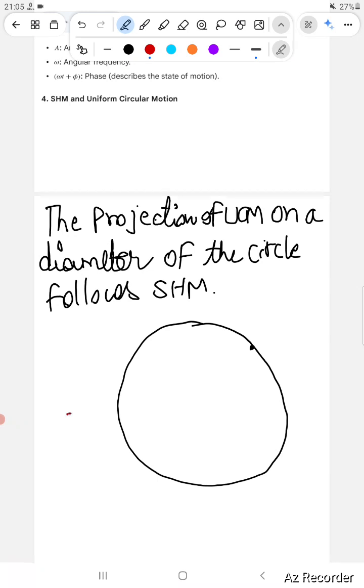Let me mark the horizontal line as the x-axis. Let me mark this vertical line as the y-axis, and here is the origin, and let us suppose this point is P. So what is the position of an object? If you join this line from O, you can say this is the radius of the circle, and I call it A, any variable A, because radius A is the maximum.